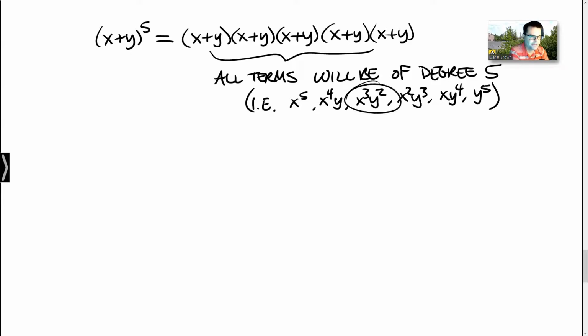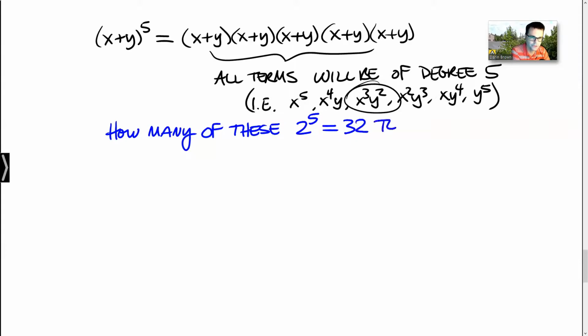How many of this, say, do we have? Let's just go through this as an example. How many of these? Now we can even say how many there are, because by multiplication there's going to be 2 times 2 times 2 times 2 times 2. How many of these? 2 to the 5th equals 32 terms. And they all have coefficient 1 right here, because it's 1x plus 1y.